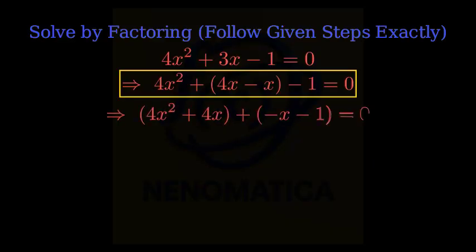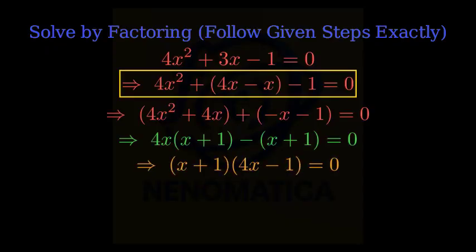Step 2. Group the terms for factoring. (4x squared plus 4x) plus (negative x minus 1) equals 0. Step 3. Factor each group. From the first group factor 4x, from the second group factor negative 1. That gives 4x times (x plus 1) minus (x plus 1) equals 0. Step 4. Factor out the common binomial x plus 1. We get (x plus 1) times (4x minus 1) equals 0.